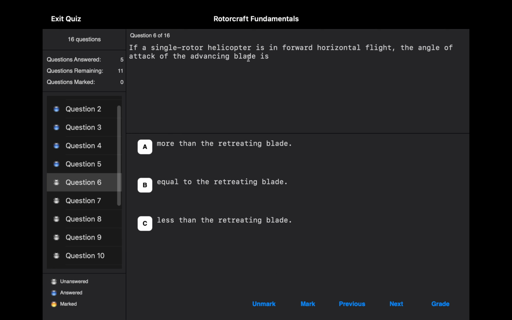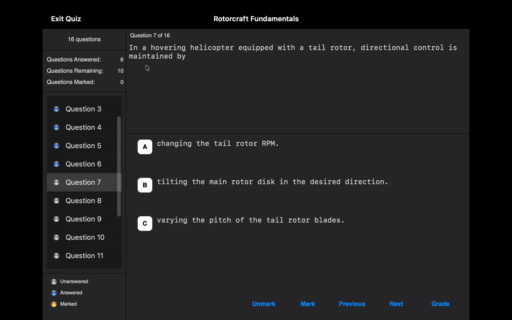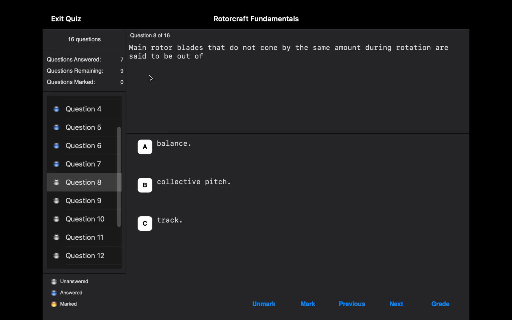If a single rotor helicopter is in forward horizontal flight, the angle of attack of the advancing blade is less than the retreating blade. In a hovering helicopter equipped with a tail rotor, directional control is maintained by varying the pitch of the tail rotor blades. Main rotor blades that do not cone by the same amount during rotation are said to be out of track.